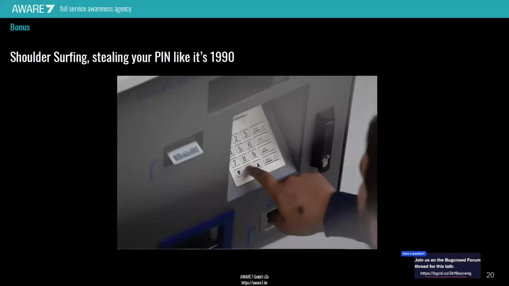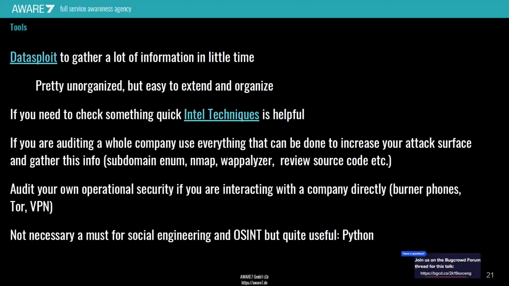And some tools that we find, or I find, useful. The first one is Datasploit. If you are gathering a lot of information in little time, it's pretty unorganized the way it comes from GitHub, but it's easy to extend and organize.